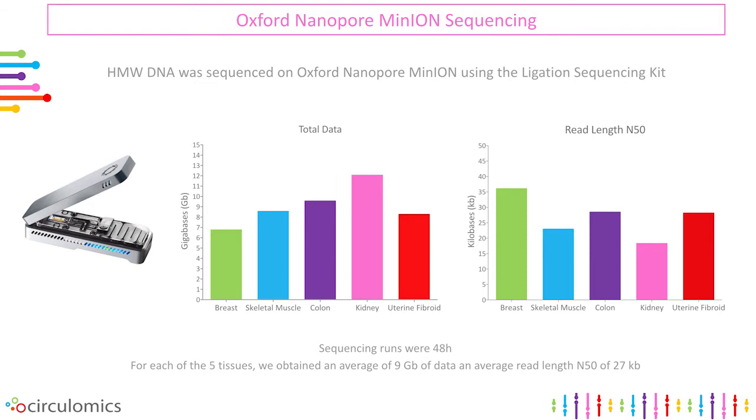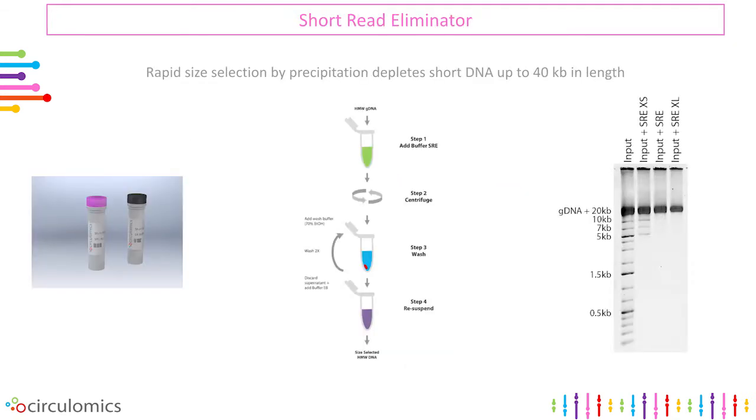On 3 of the tissues, we used our Short Read Eliminator kit to size select and deplete short DNA species from the sample. The Short Read Eliminator, or SRE as we call it, uses a centrifugation procedure that is similar to standard ethanol precipitation techniques. SRE buffer is mixed with your DNA sample, and the solution is centrifuged to pellet the desired DNA, leaving the smaller species to remain in the supernatant. After a quick wash of the pellet, the DNA is resuspended and ready for downstream applications.